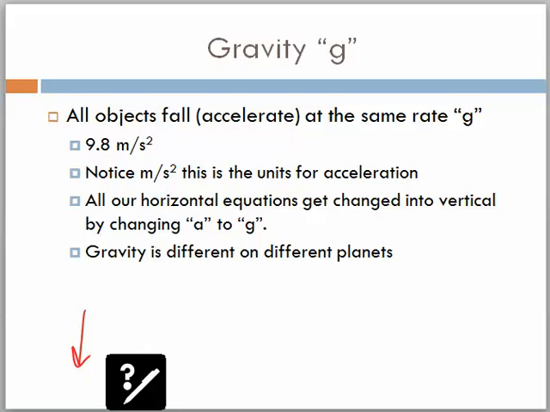If something's falling, it's going to be increasing in speed at a rate of 9.8 meters per second squared. But if it's going up, it's going to be decreasing in speed at 9.8 meters per second squared. The thing I want to point out to you right now is the units here at the end. The units tell us that it's meters per second squared. So this means it is indeed an acceleration.